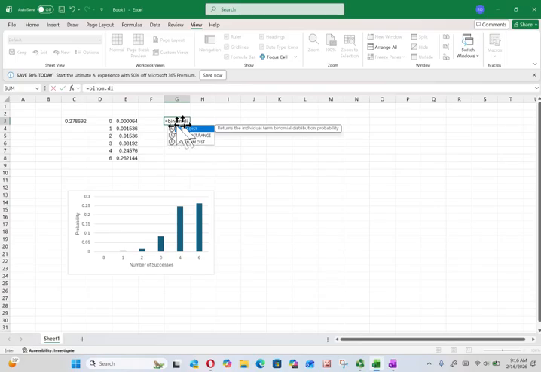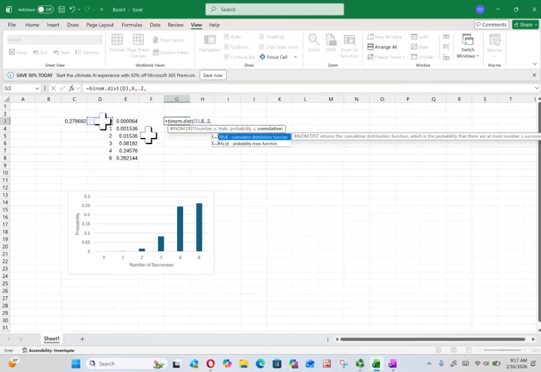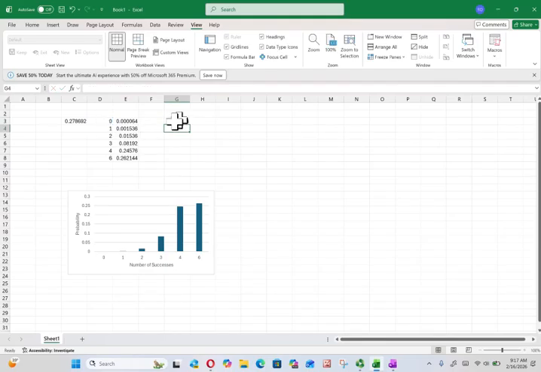binom.dist. This is the number of successes, comma, 6 trials with a 0.2 probability. And it's individual, has 0. And then copy that down. And this one is just that one turned upside down.